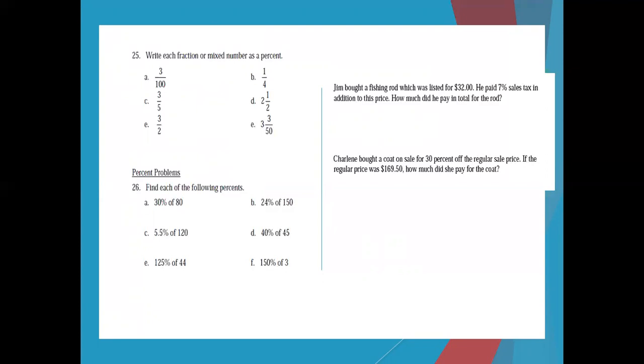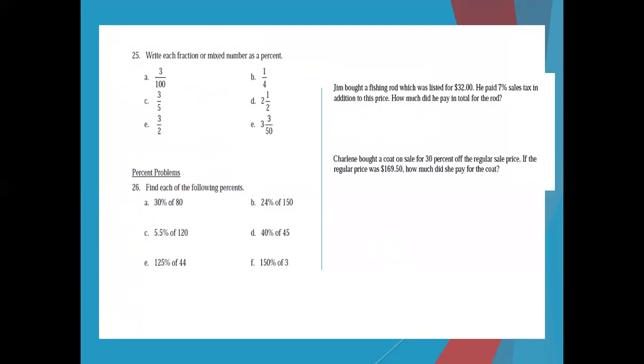Jim bought a fishing rod which was listed for $32. He paid 7% sales tax in addition to this price. How much did he pay in total for the rod? So this is addition. So first you need to multiply the 32 by the 7% and then add it back to the 32 to find the total value. 32 times 7% equals $2.24. So $32 plus $2.24. He paid $34.24 in total.